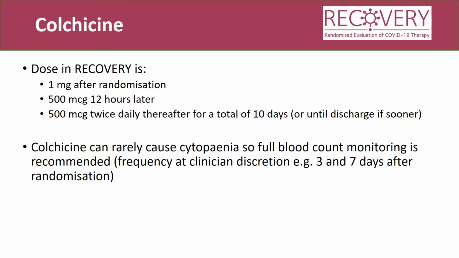In RECOVERY, participants receive a dose of colchicine of 1 mg as soon as possible after randomization, followed by a dose of 500 micrograms 12 hours later. Thereafter, they receive 500 micrograms twice daily for a total of 10 days or until discharge, if sooner. Colchicine can rarely cause cytopenias, so full blood count monitoring is recommended at a frequency at the clinician's discretion, for example, 3 and 7 days after randomization.